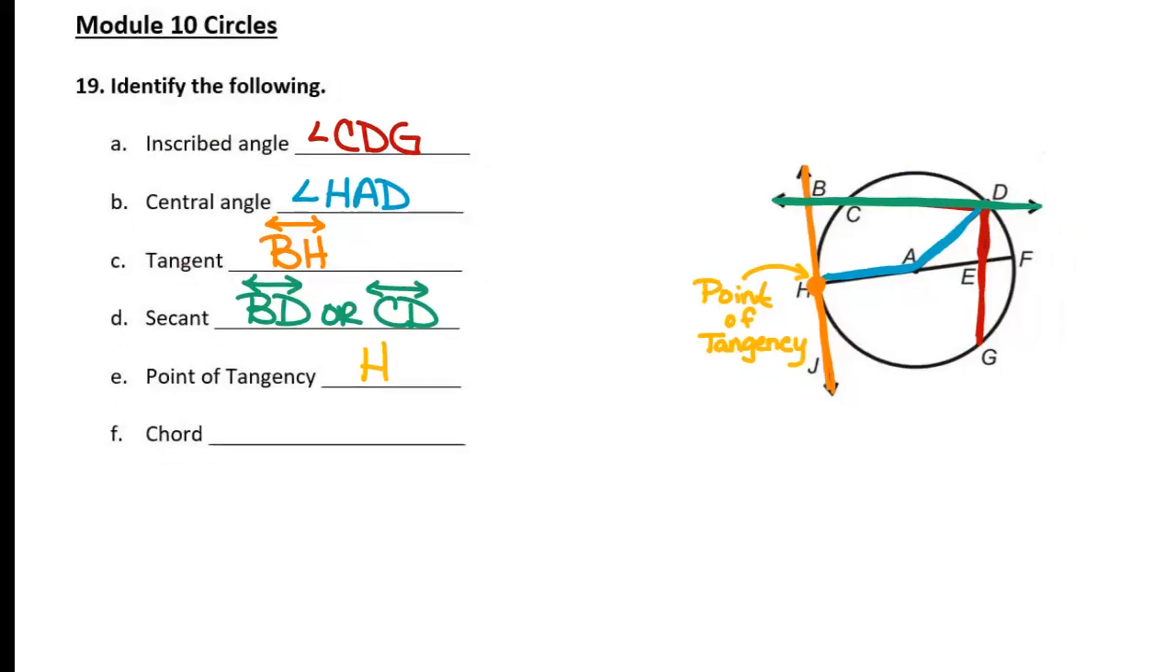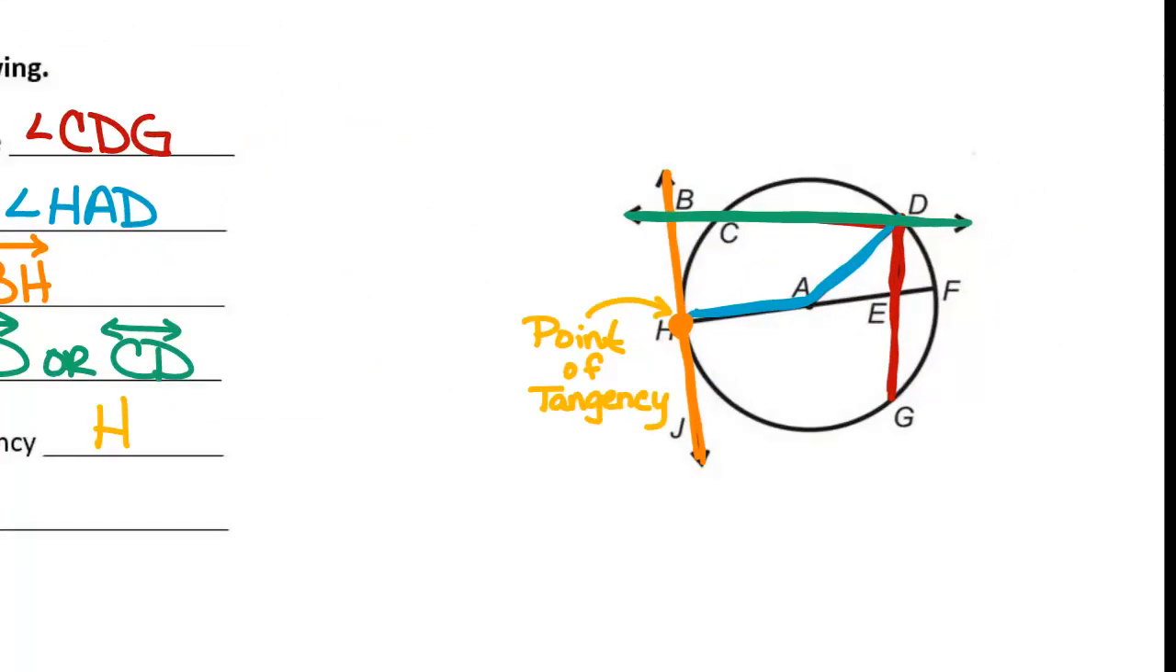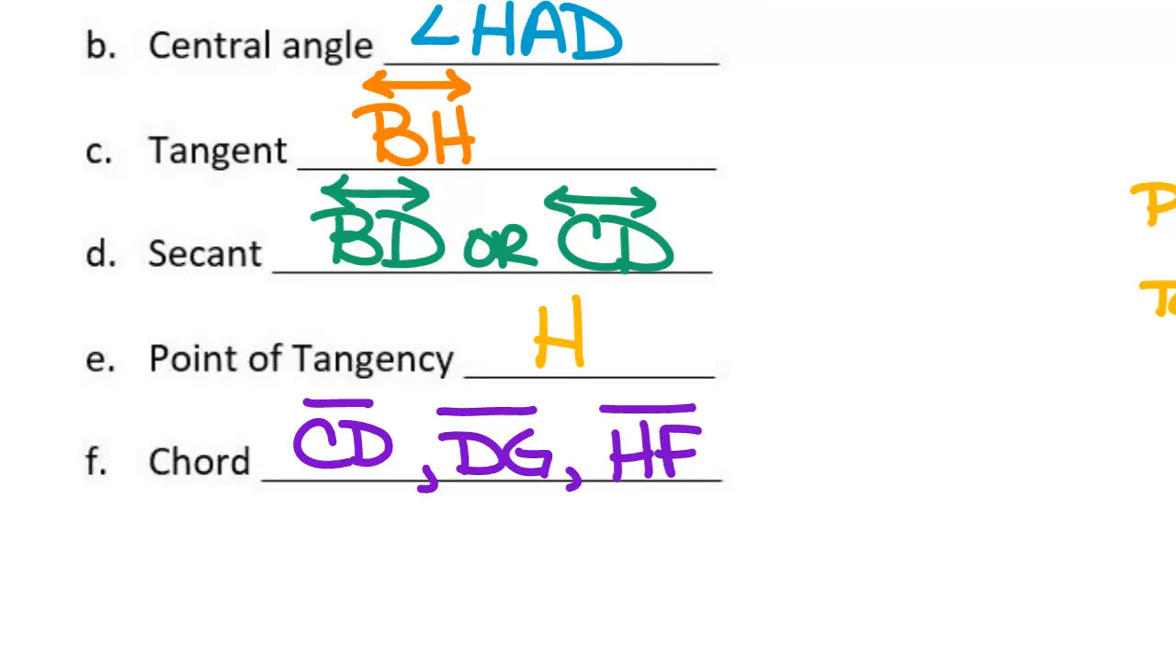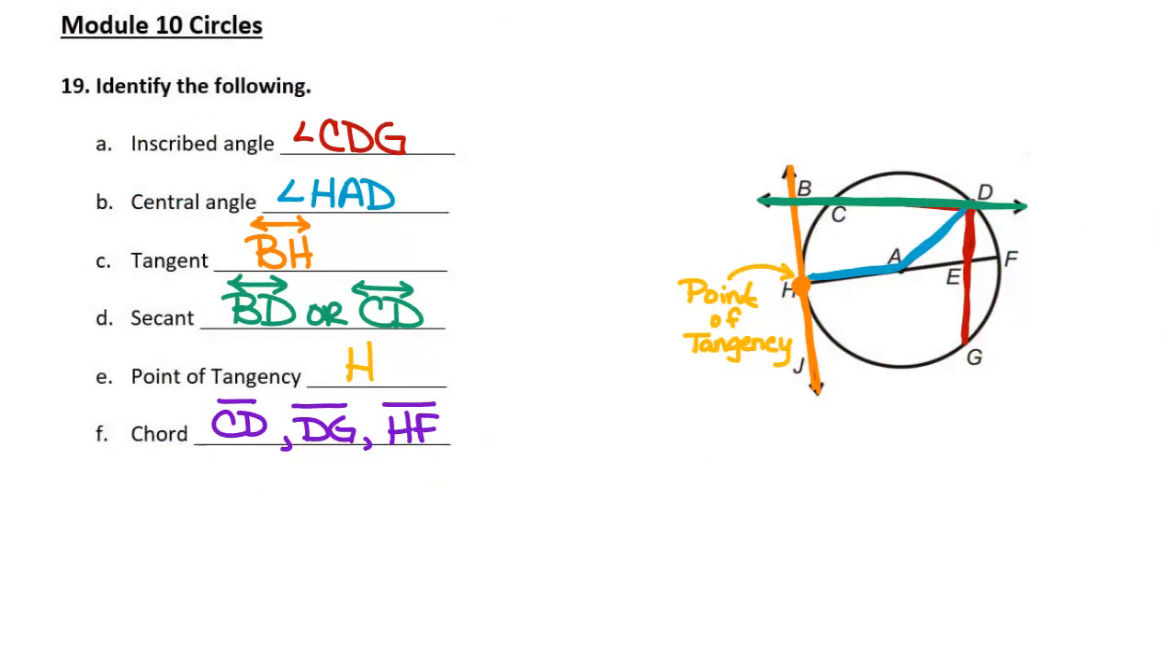And a chord stops at the edges of the circle. So CD would be a chord, and that's a segment, not a line. DG would be another example of a chord. HF would be an example of a chord. Notice chords are always segments. They get a dash over the top, no arrows. Secants and tangents can be either segments or lines or rays, but a chord is only ever a segment. What else would you guys like to see?